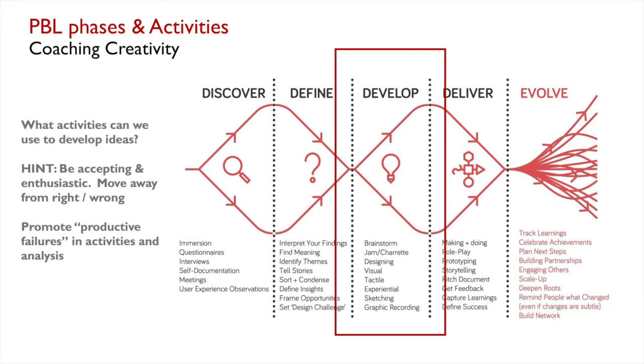So we ask ourselves, well, what activities could we use to help develop these ideas? The first thing I would say before we get into specific tactics is this. Make sure you're modeling this behavior that you're not interested in right or wrong. Imagine that somebody is brave enough to suggest an idea in this developmental stage, and they're told, no, that's stupid, that'll never work. That would probably be the last time they suggest doing something.